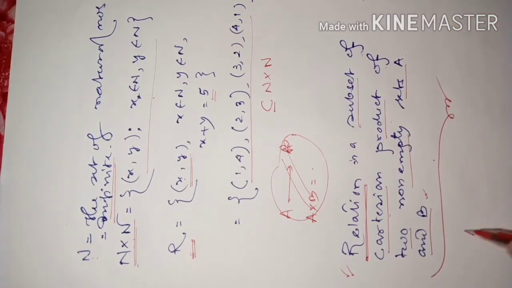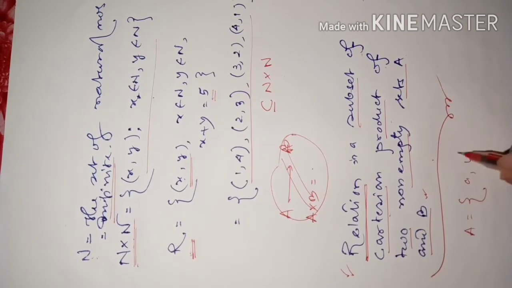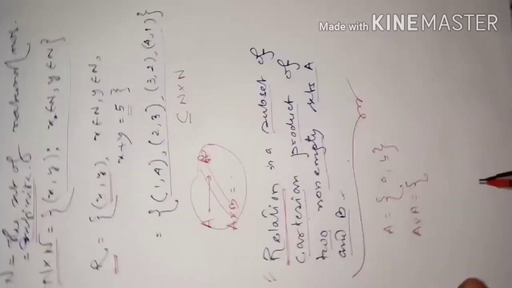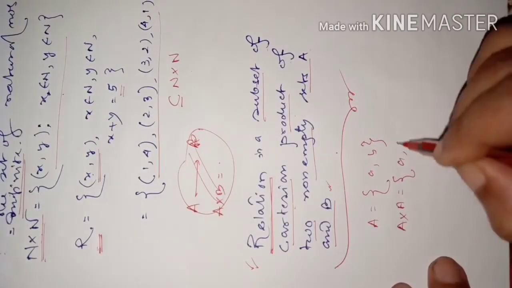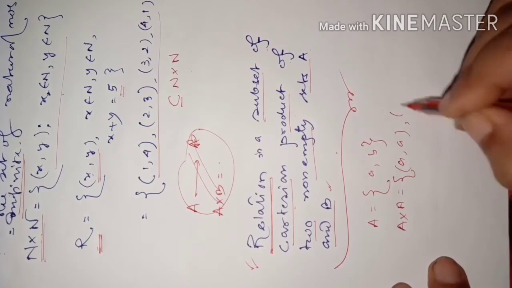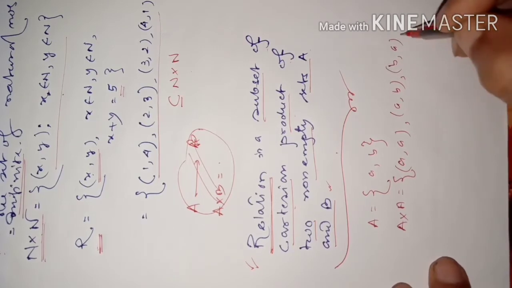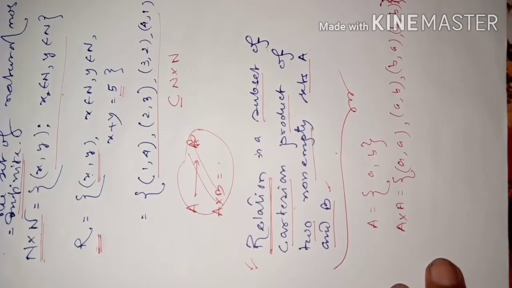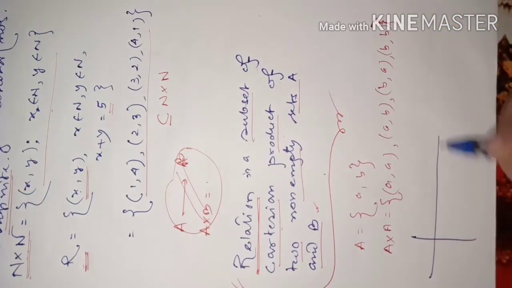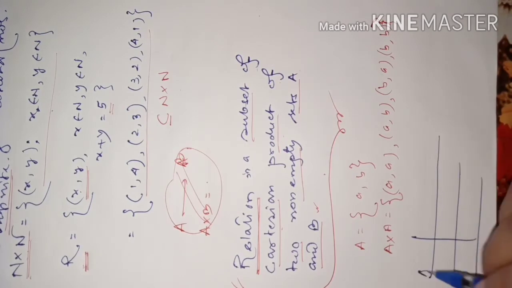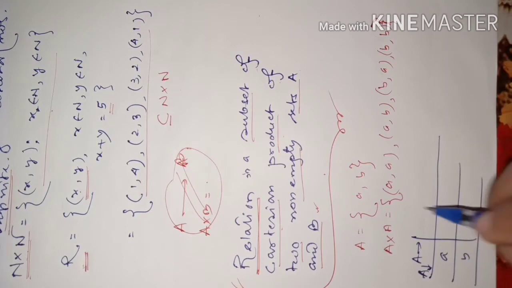So suppose A is a set of elements, say a, b. Then A cross A, if you write, what are the ordered pairs that will be there? It will be (a, a), (a, b), (b, a), (b, b). If some of you are not getting it, I am showing you how you can find this A cross A. Suppose you write the elements of A in a column. So A's elements are a, b. Again, A's elements you write in this row.